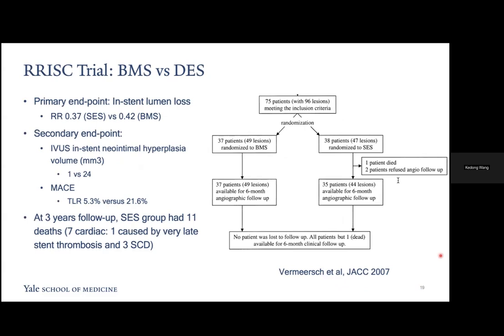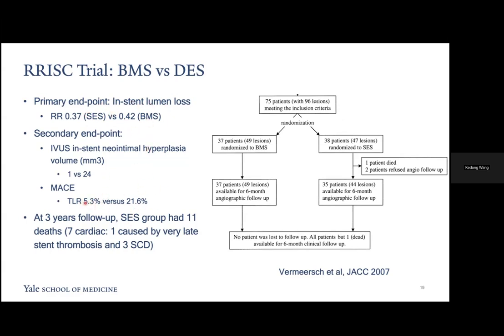So what about bare metal stent versus drug-eluting stent? This was one of the first trials that came out that compared the two types of stents. It's a very small trial of only 75 patients. They were equally randomized into either one of the arms. You can see here that the primary endpoint in terms of in-stent late luminal loss was greater in the bare metal stent compared to the drug-eluting stent, but not to a significant degree.